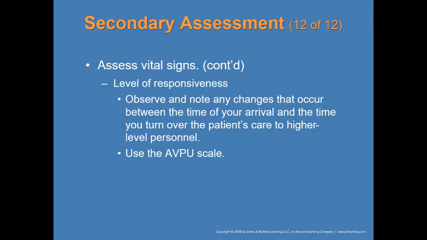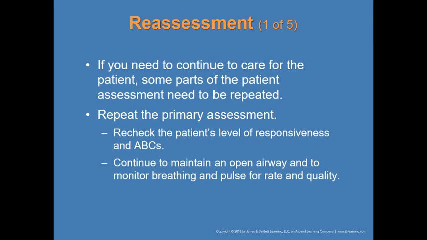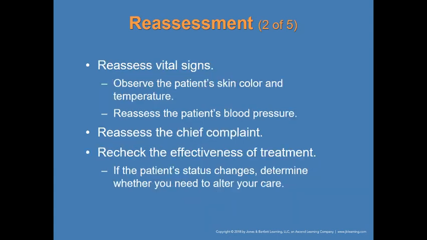Level of consciousness. Again, use the AVPU: alert, verbal, pain, or unresponsive. Repeat the primary assessment. When you repeat the primary assessment, you're repeating your ABCs and the level of consciousness. Maintain that open airway. Reassess your patient's vital signs. Nothing looks worse than you going, yeah, patient's fine, this was their vital signs, and now they're 0 because they died. So notice when those things happen.